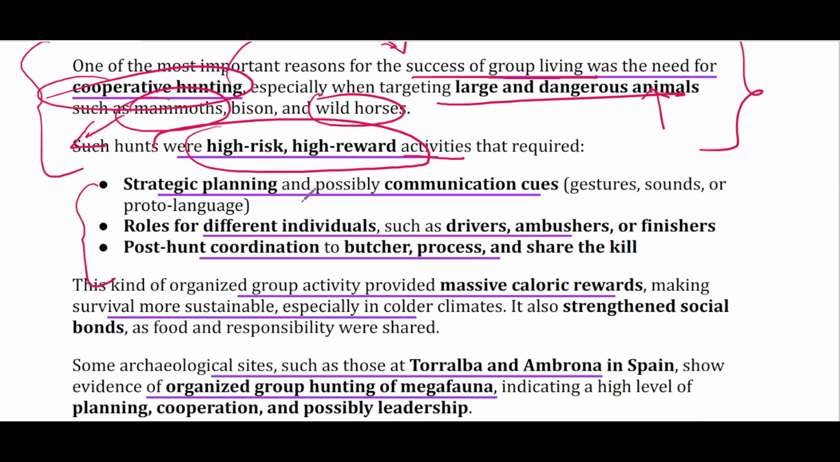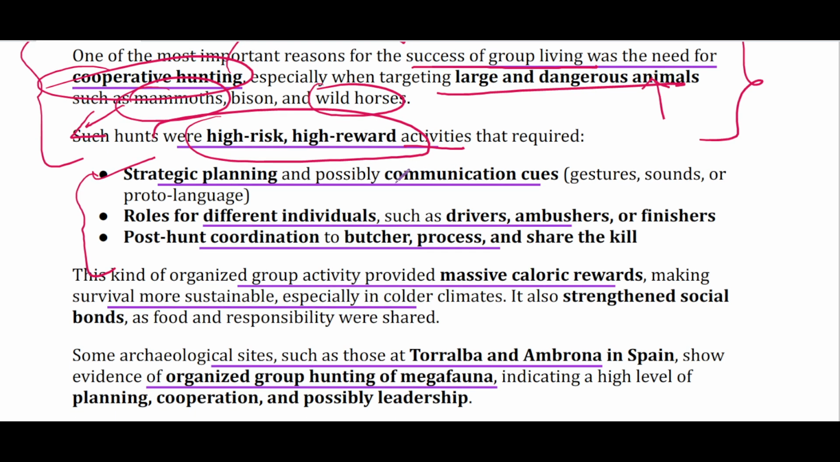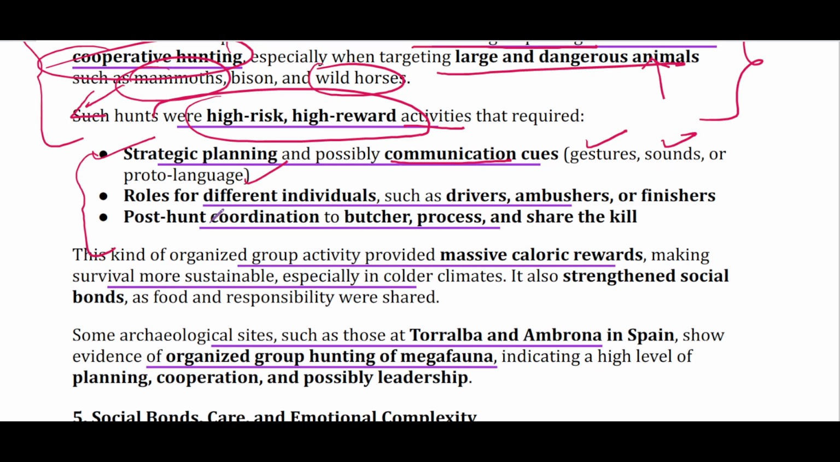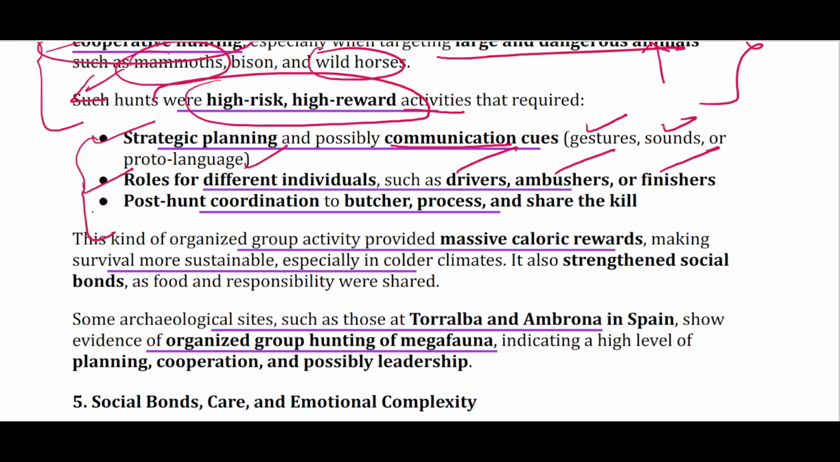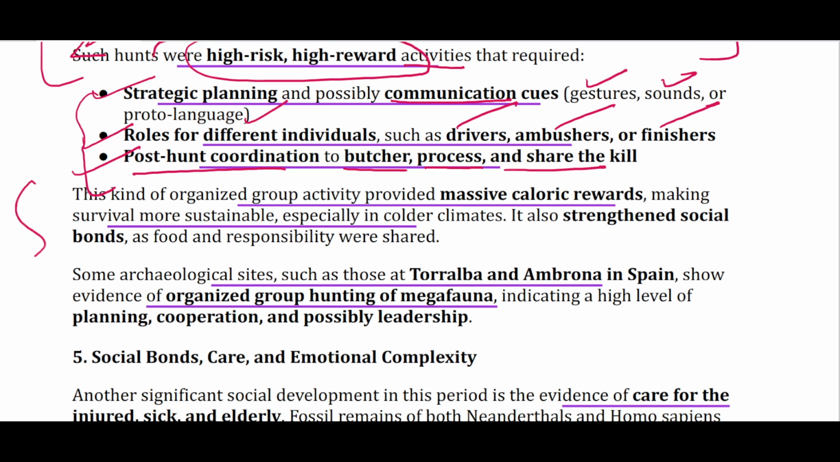Such a large hunt required strategic planning and possibly communication cues like gestures, sounds, or some form of proto-language. Then there was role differentiation for different people: drivers, ambushers, finishers, scrappers, hunters. Then there might have been some post-hunt coordination activity like butchering, processing, and sharing the kill. So this kind of organized activity provided a massive caloric reward.